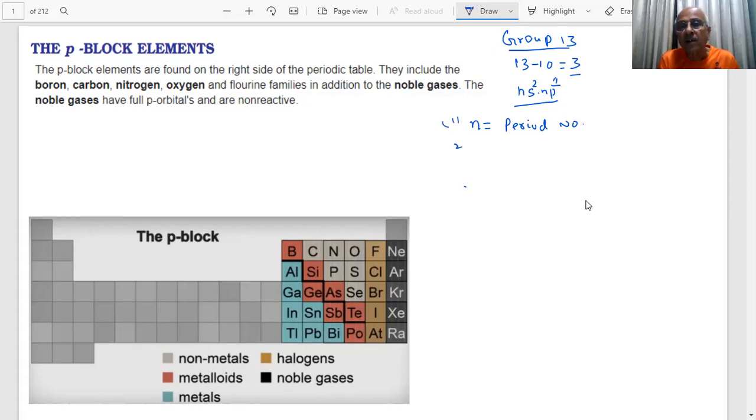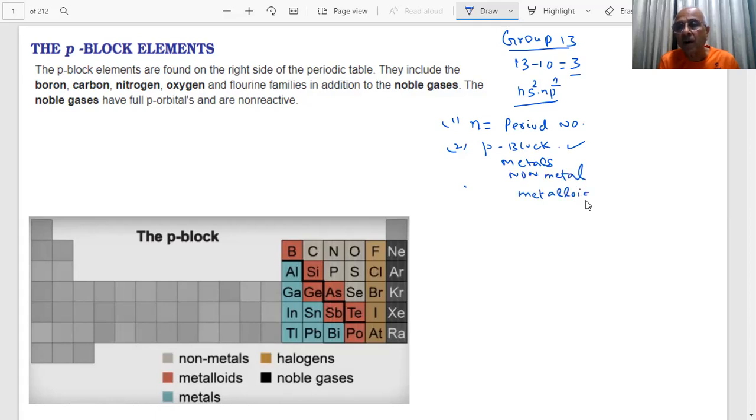What is so important about this? Tell me, group 13, p-block elements, why are they so important? Because in p-block elements there are all types of elements: metals, non-metals, and metalloids.